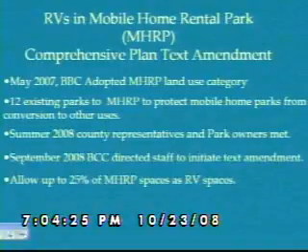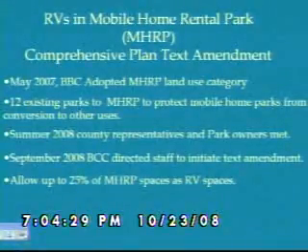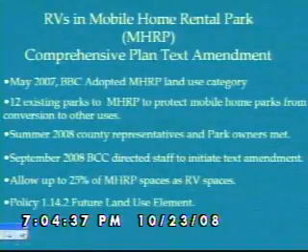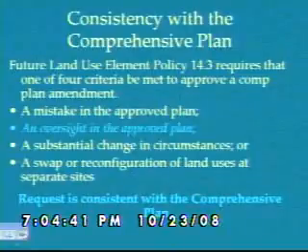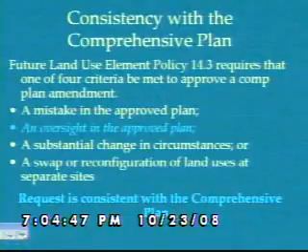It would allow up to 25% of mobile home rental park spaces to be used for RVs, and it would require rewriting of policy 1.14.2 of the future land use element. The amendment was checked for consistency with the comprehensive plan, and under the future land use element policy 14.3, it's required that one of four criteria be met to approve a comprehensive plan amendment.